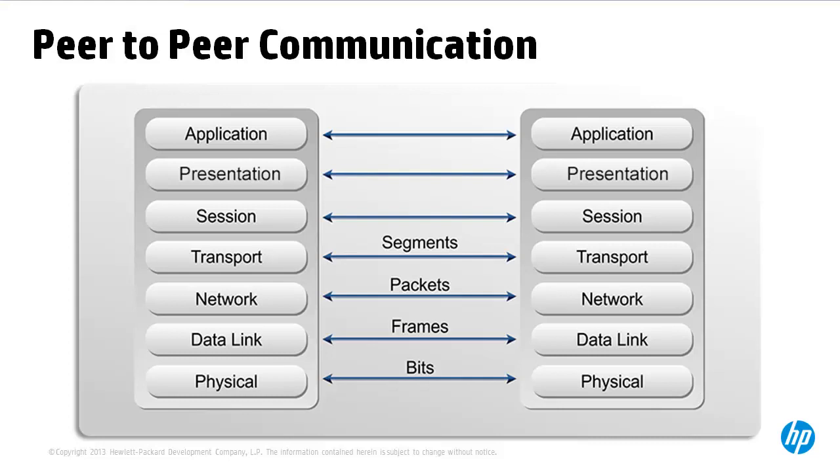So in this example, PC A's application layer communicates with PC B's application layer. The same is true for all the other layers. Presentation communicates with presentation layer, session with session, transport with transport, and so forth and so on. Each layer communicates only with the equivalent layer on the other device. At the physical layer, the data is transmitted as bits. So as an example, if we used Ethernet, electrical current may be used to transmit zeros and ones.